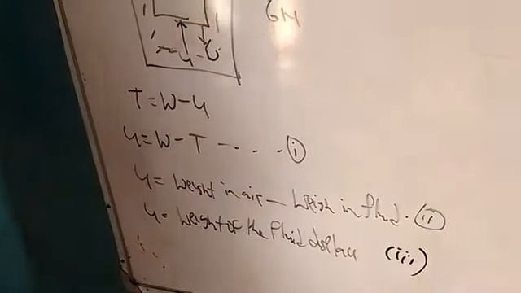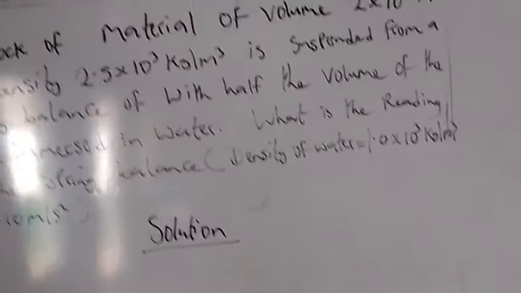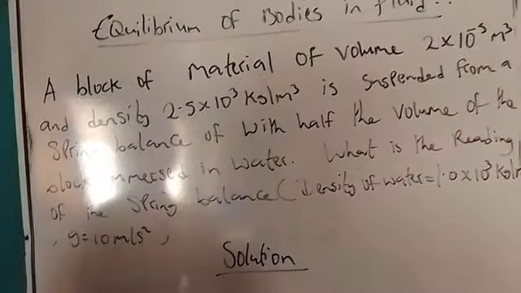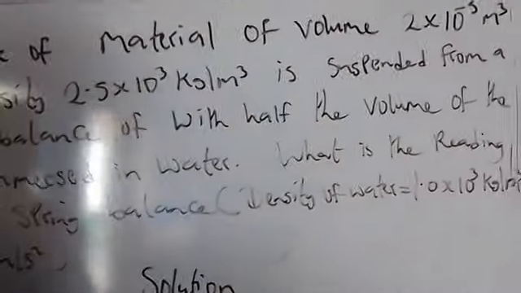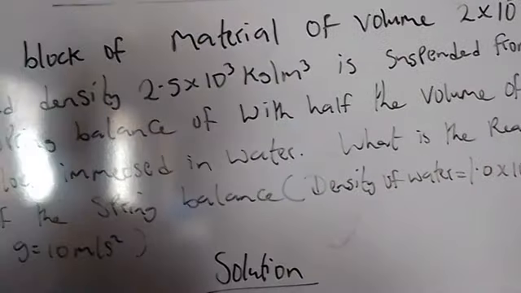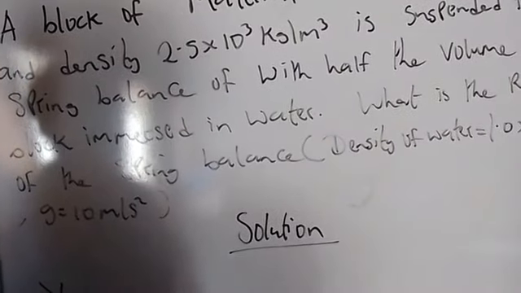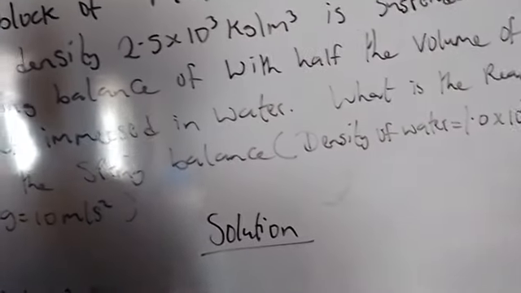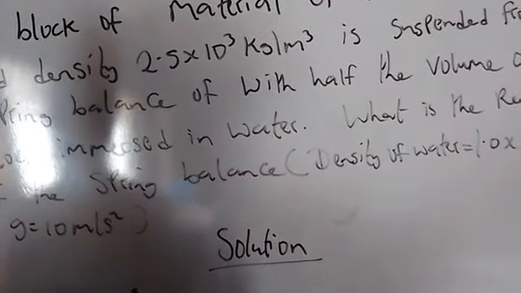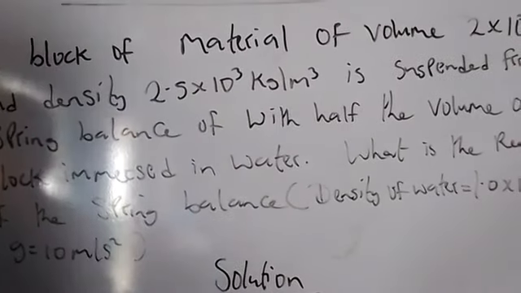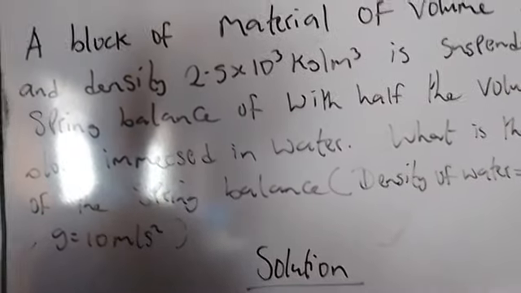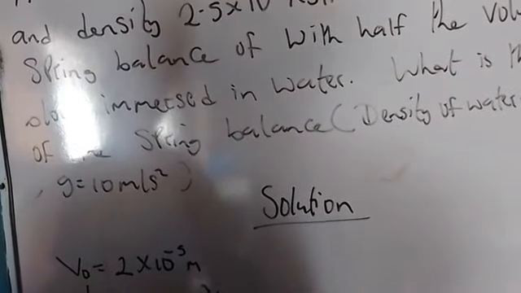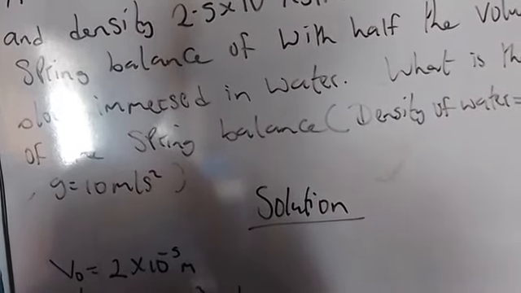Let's take a look at the first example. A block of material of volume 2 times 10 raised to minus 5 meter cube. So the volume of the object that we have here is 2 times 10 raised to minus 5 meter cube, and the density of the object is 2.5 times 10 raised to 3 kilogram per meter cube.